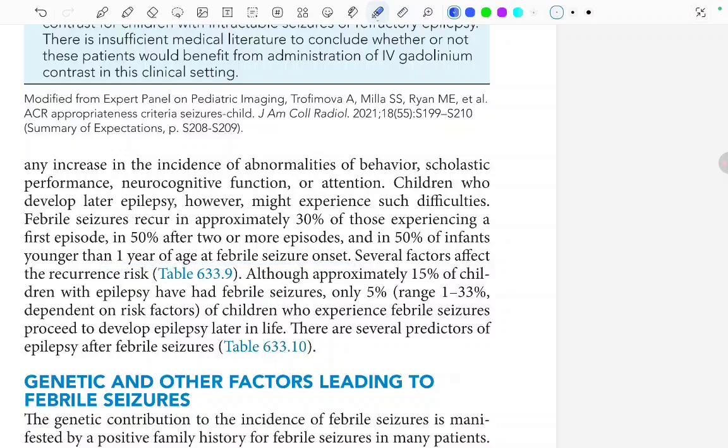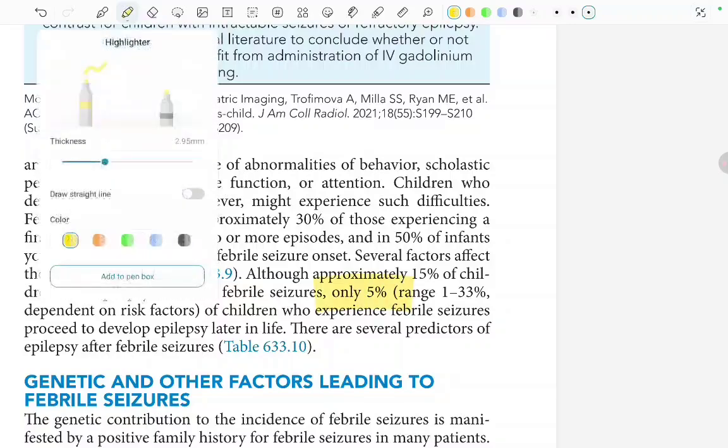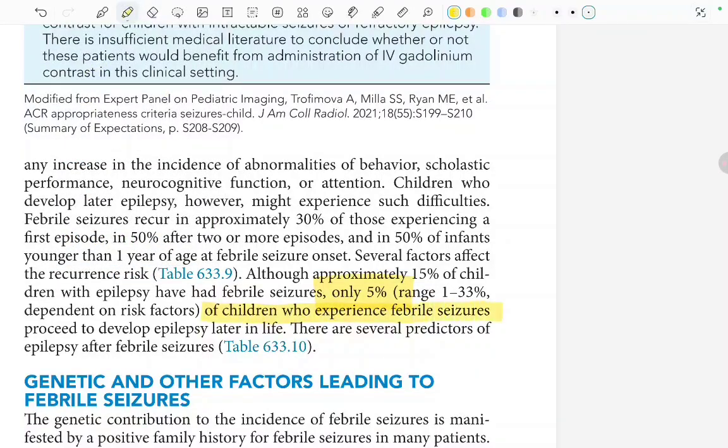Several factors affect the recurrence, which will be discussed in the table. Although approximately 15% of children with epilepsy have had febrile seizures, only 5% of children who experience febrile seizure proceed to develop epilepsy. There are several predictors of epilepsy after febrile seizures. This is important data: although 15% of children with epilepsy had a febrile seizure once, only 5% of children who experience febrile seizure proceed to develop epilepsy in later life.